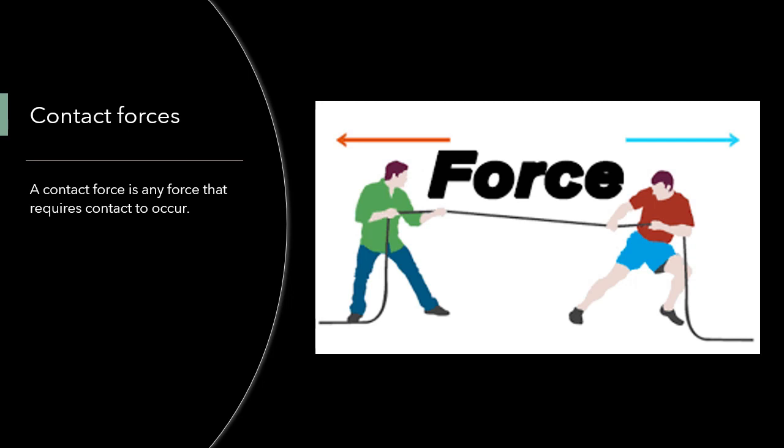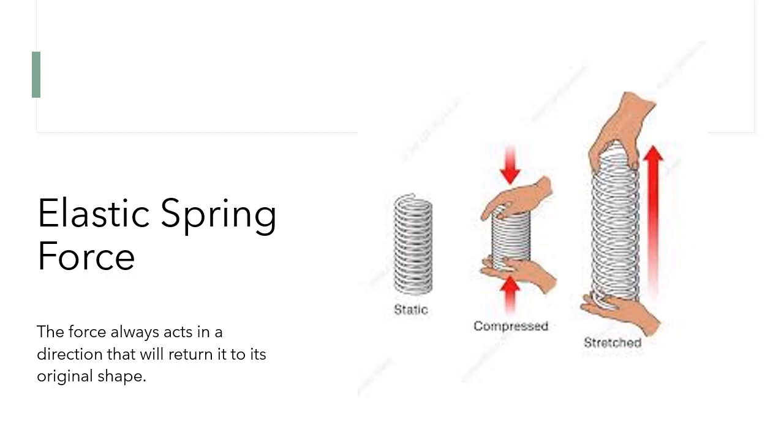For example, elastic spring force. This is a force that acts in a direction that will return to its original shape. If we compress or stretch a spring, it will go back to its original form. So this is what we call elastic spring force.